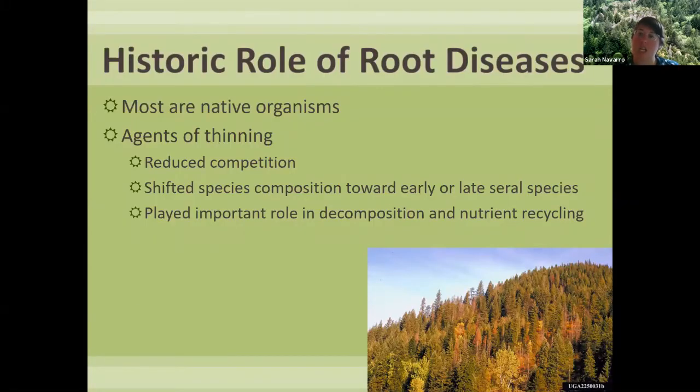So as I mentioned in the beginning of the presentation, they're native organisms and they're diseases of the site. And so historically, they really can cause ecosystem changes. They act as agents of thinning in a stand, like natural thinning agents. So in a historical context, they can reduce competition between trees, shift species composition towards early or late seral species, so moving a stand into more of an old growth system, and play an important role in decomposition and nutrient cycling. Those are all ecological effects of root diseases.